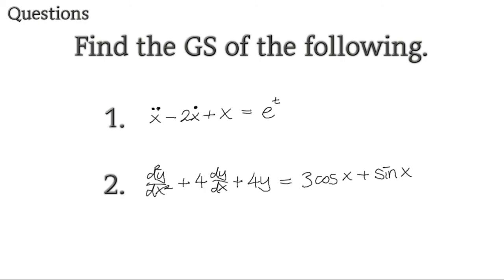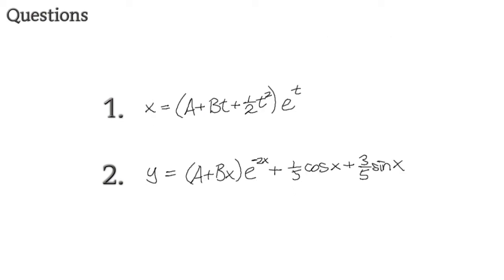And here we have the two questions that I have set. As usual, I'll give you 5 seconds to pause and carry out the calculations, and I'll show you the answer in 5, 4, 3, 2, 1. And over here we have the answer. So question 1 is the tricky one, because it involves the t squared term from the particular integral. And the second one is just quite straightforward, really.